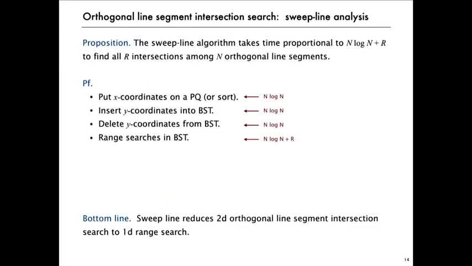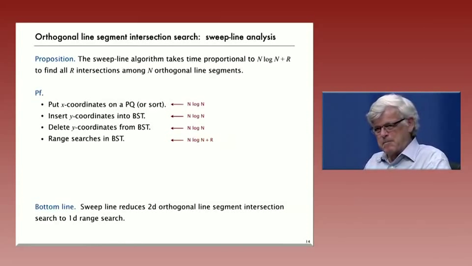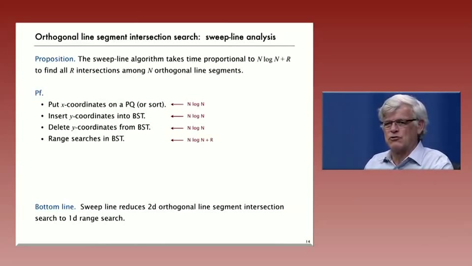It's actually a very simple algorithm, and it's very easy to see that the running time is going to be proportional to n log n plus the number of intersections returned, where there are n horizontal and vertical line segments. There are a couple of ways to implement it. One thing is you could sort according to the x-coordinates, or you could just put them all on a priority queue. That's going to take n log n to process all of the lines. Either n to build a priority queue and then log n to take the smallest off each time, or n log n for the sort.